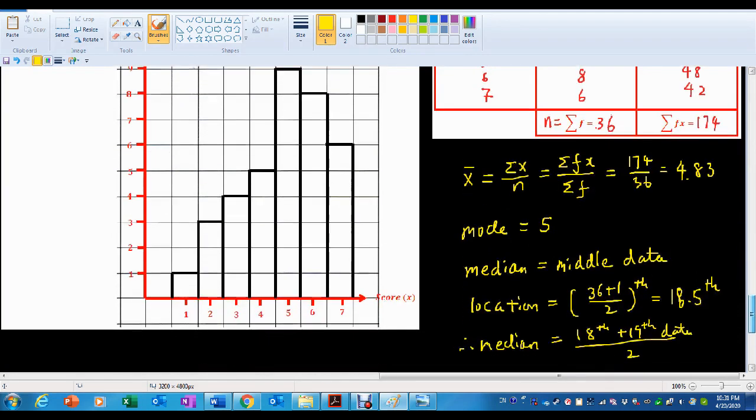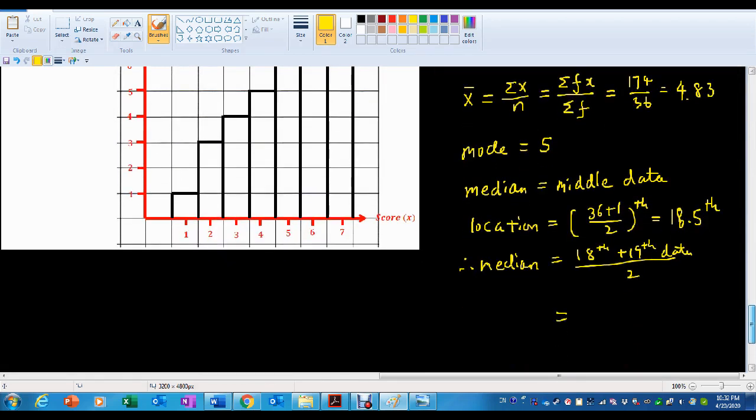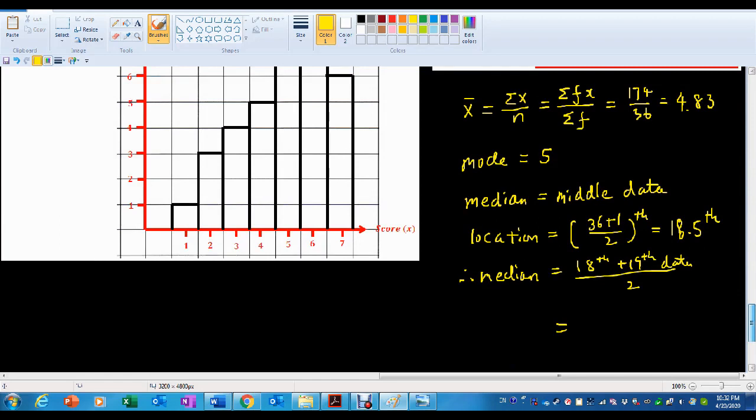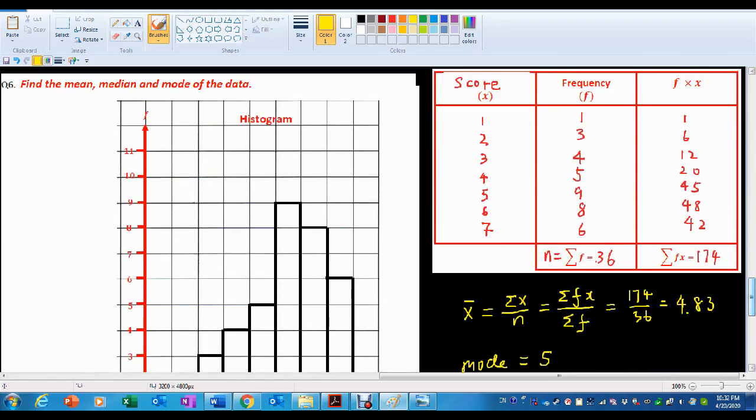Okay, median now there are 36 data, so we got the location as 18.5. That means between 18th and 19th data, right? So you need to find 18th and 19th data divided by 2. Where's 19th data? So you need to accumulate all the frequencies until you pass 18 and 19, right?